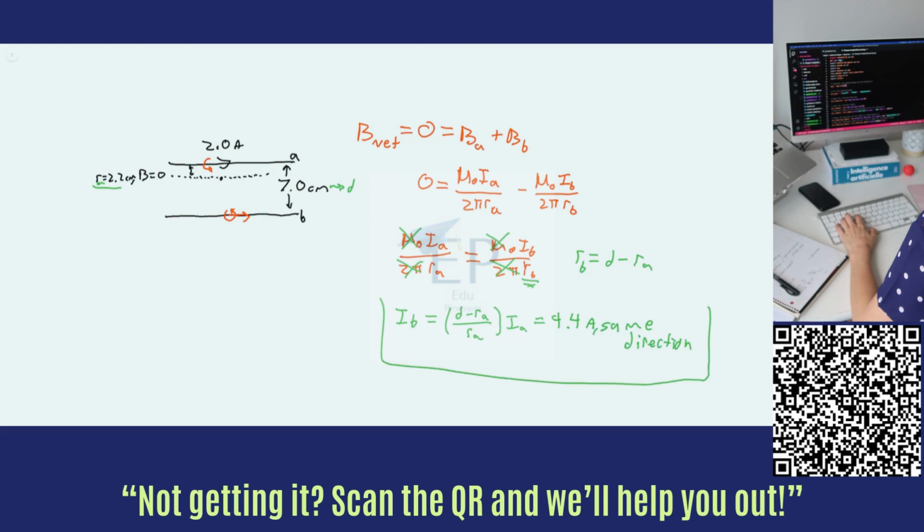All in all, not that hard of a problem. The only thing that we needed to consider is what leads to a cancellation of the magnetic field, and that's the main trick.